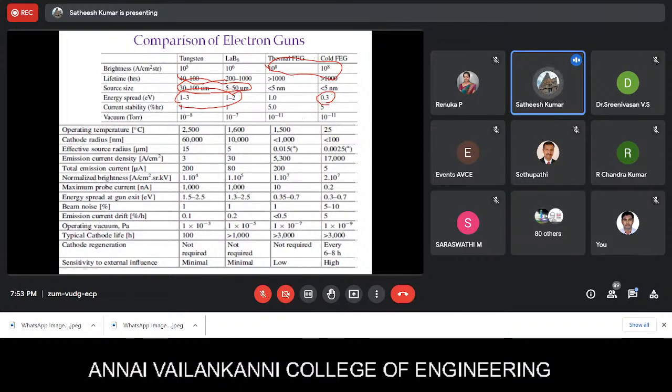Whereas in the case of tungsten or LaB6, the vacuum levels required are very low. Coming to the operating temperatures, as I was telling you, this is a heating method. So tungsten operates at 2500 degrees Celsius, whereas LaB6 operates at 1600. The cold FEG operates at room temperature, whereas the thermal FEG, which has field assisted heating, operates at 1500 degrees Celsius. So you can see there are a lot of advantages of each of these.